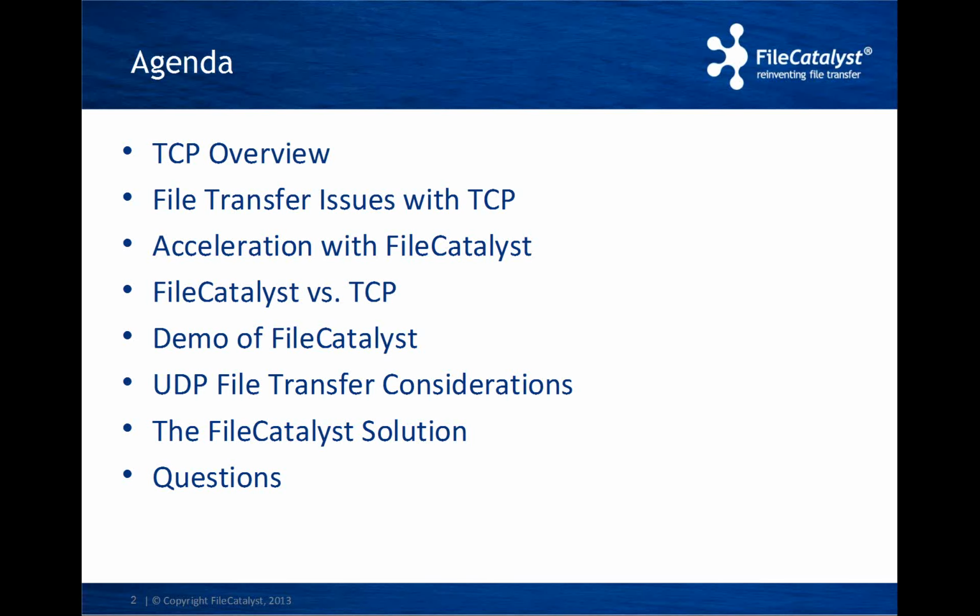I'm going to go into some considerations. A lot of the software out there does UDP-based acceleration, and there are open source alternatives as well, Tsunami, UDT, and the same thing will apply. I'm going to go into a few things you should consider, whether it be FileCatalyst or an alternative UDP-based solution, what you should look for, just to be sure you're getting what you think you're getting.